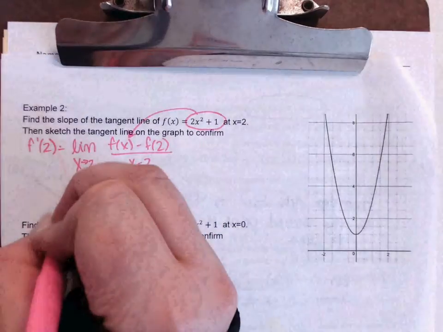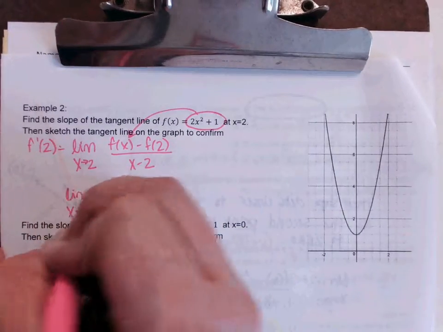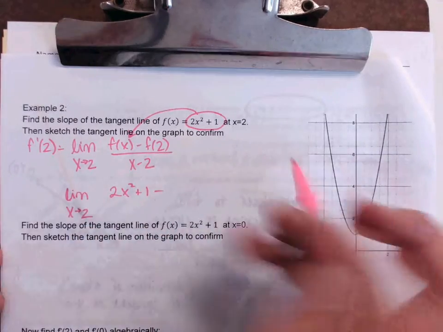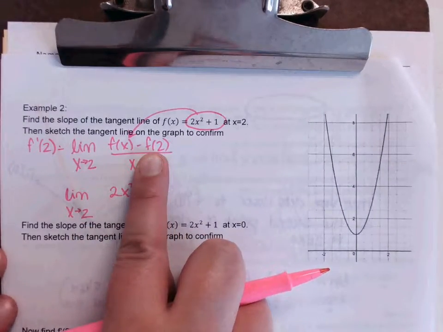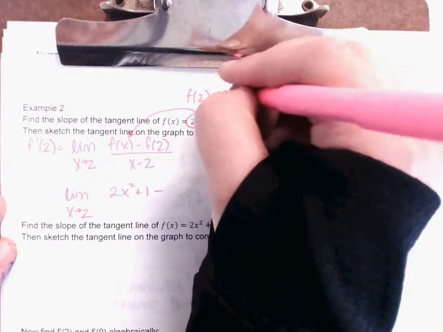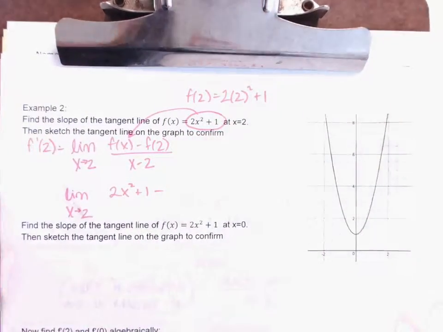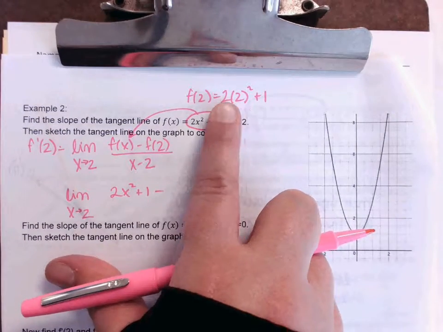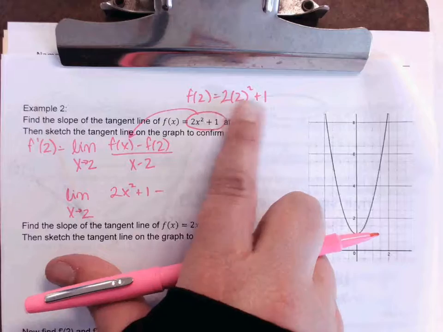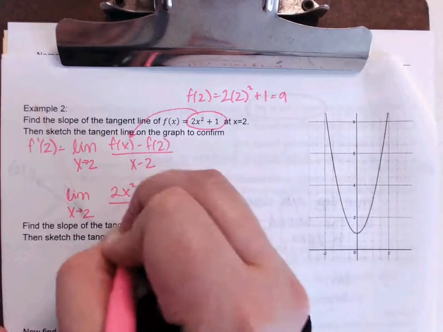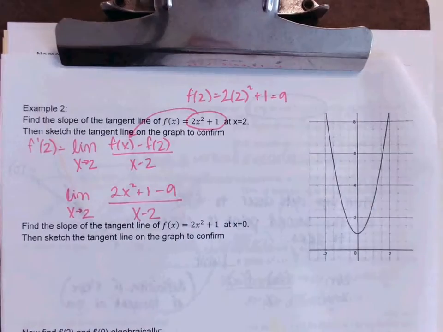Okay, so I'm going to have the limit as x approaches 2 of 2x squared plus 1 minus. Then I need to find f of 2. How do I find that? I'll just plug it in. So that'd be 2 times 2 squared plus 1. 2 squared is, follow PEMDAS, 4 times 2 is 8. 8 plus 1 is 9. So I'm plugging in a 9 right there over x minus 2.